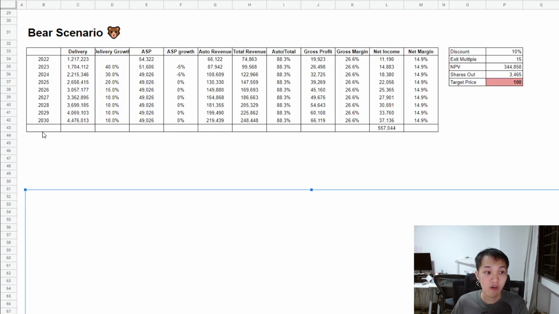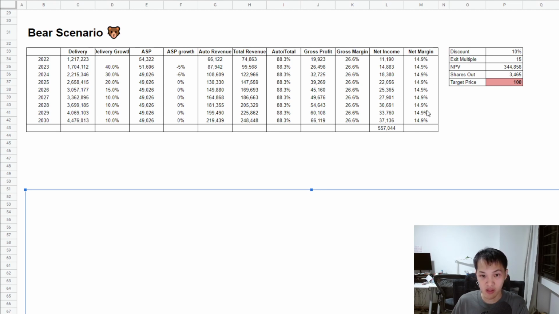Lastly, let's take a look at the bear scenarios. What I changed here is just the delivery numbers and also the net margin figures. The delivery, instead of growing to, you know, like 20 million, I assume that they will still continue to grow, but the growth rate will come down very quickly from 40% down to 30, 20, 15, and then just flat at 10%. It will still grow to about 4.5 million cars per year.